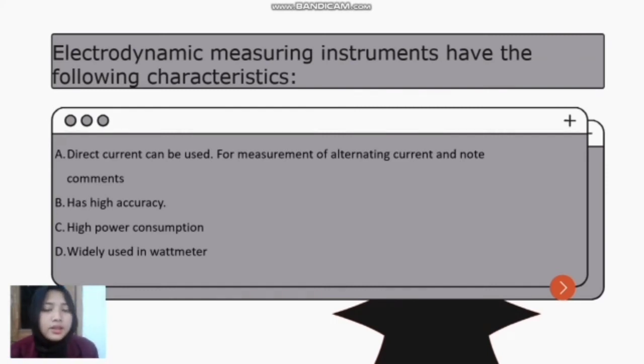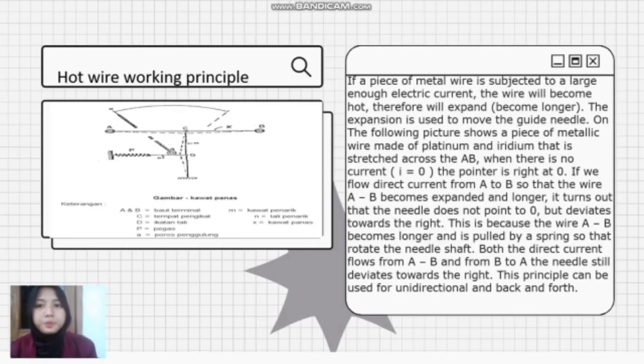Electrodynamic measuring instruments have the following characteristics: direct current can be used for measurement of alternating current as well. It has high accuracy and high power consumption, and the last is that it is widely used in wattmeters.